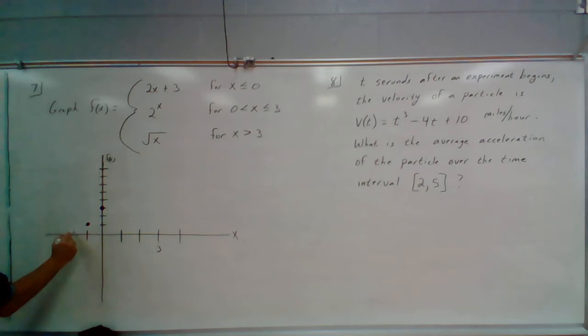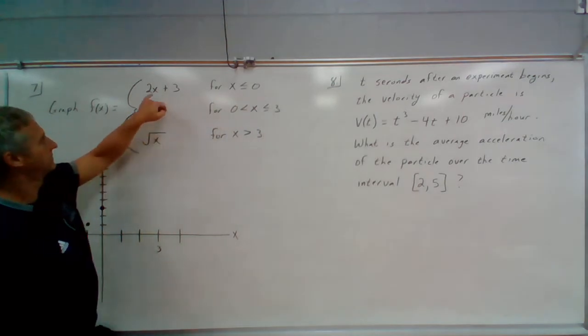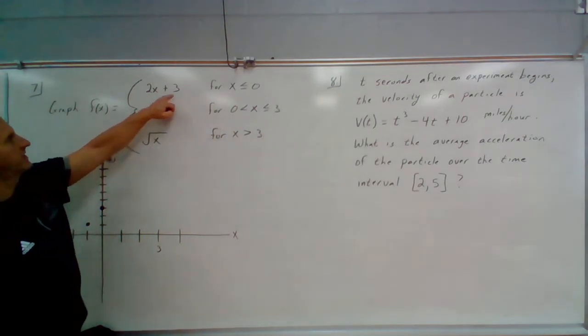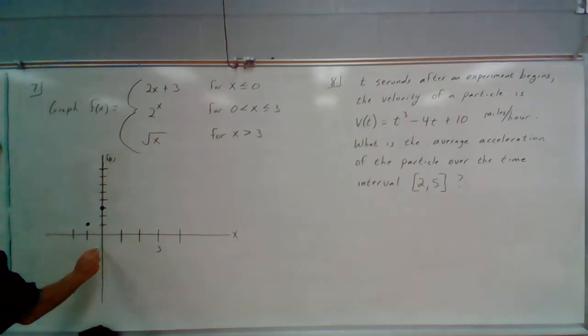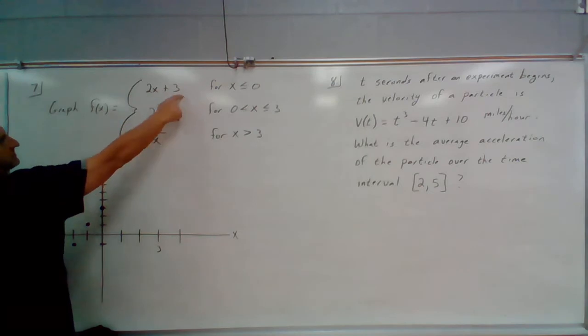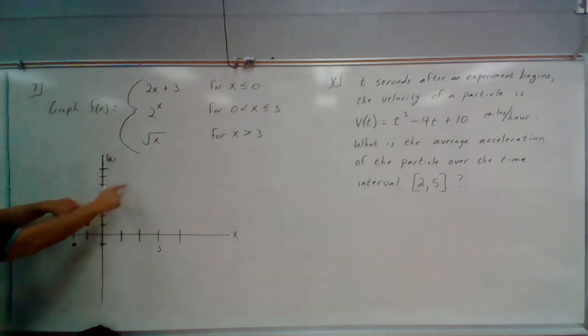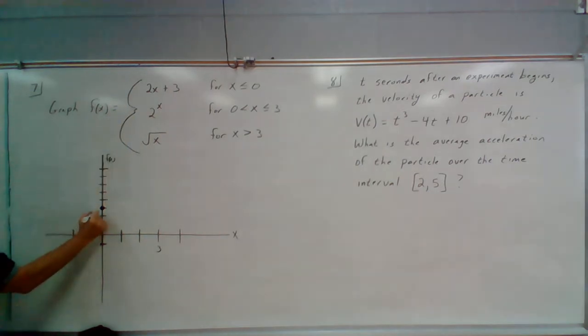If I put a negative 2 into the function, I'll use this equation because negative 2 is less than 0. 2 times negative 2 is negative 4. Negative 4 plus 3 is negative 1. I'll get that. And of course, you guys realize this is just a linear equation. That's a line with a y-intercept of 3 and a slope of 2. So it should look like that and go on forever that way.